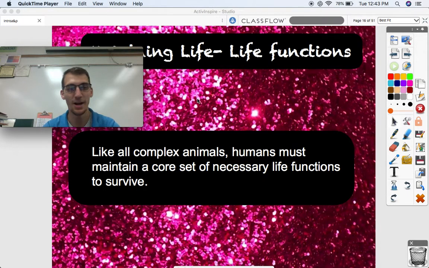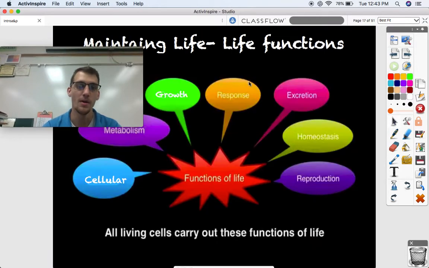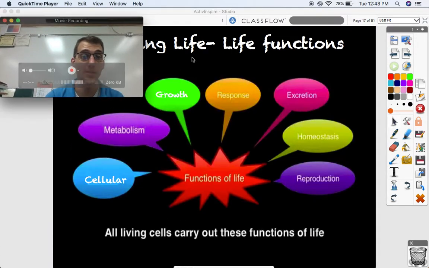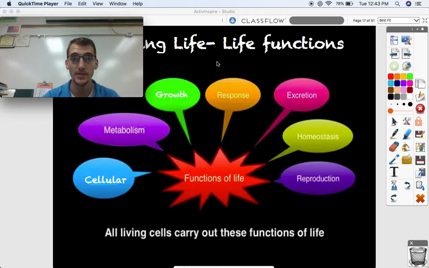Okay, did you try it? I hope you did. Otherwise, that'd be awkward. Here's the 7 things, or at least one word representing each of the 7 life functions. One says cellular, metabolism, growth, response, excretion, homeostasis, and reproduction. Okay, and these single word definitions don't really do much for us, so let's see what exactly it is we're talking about.